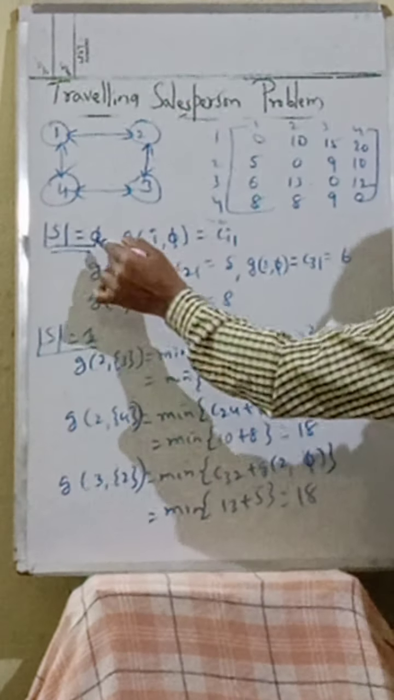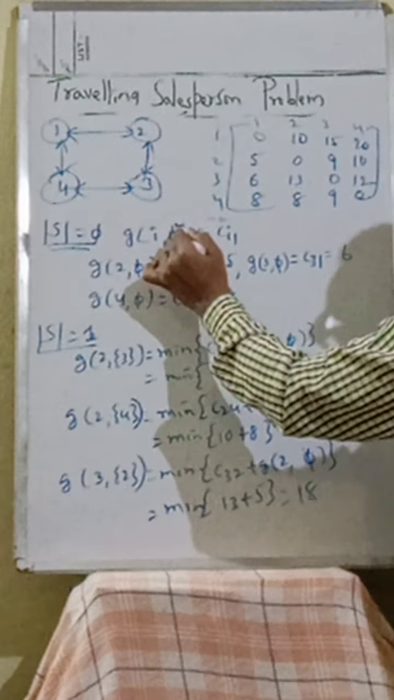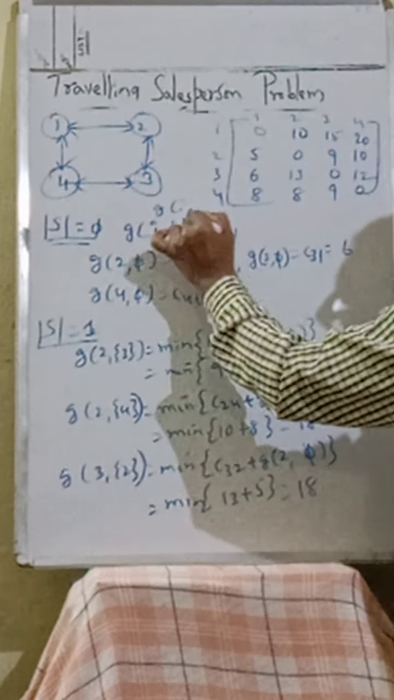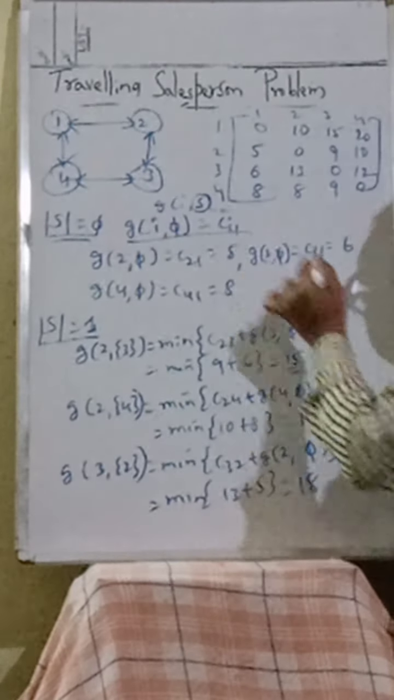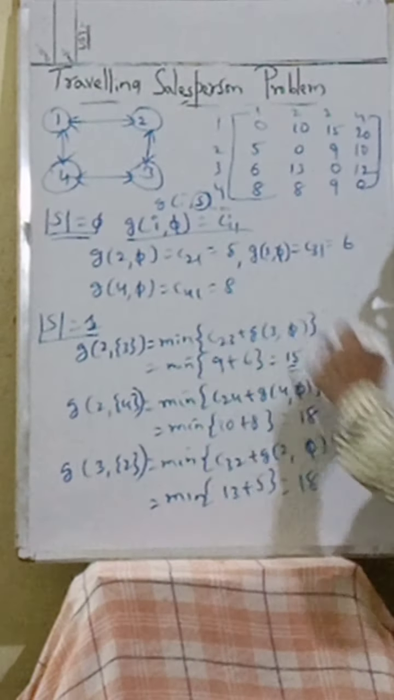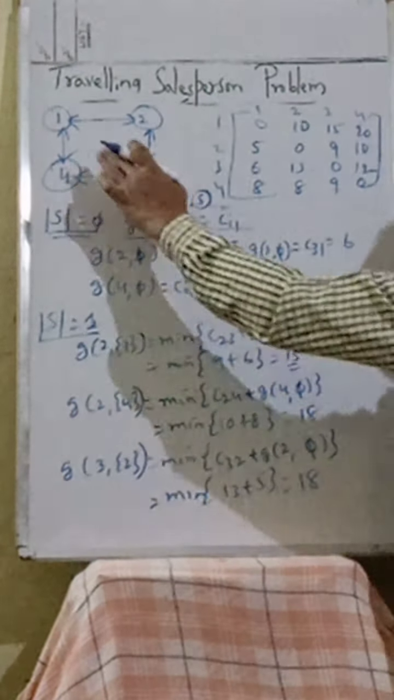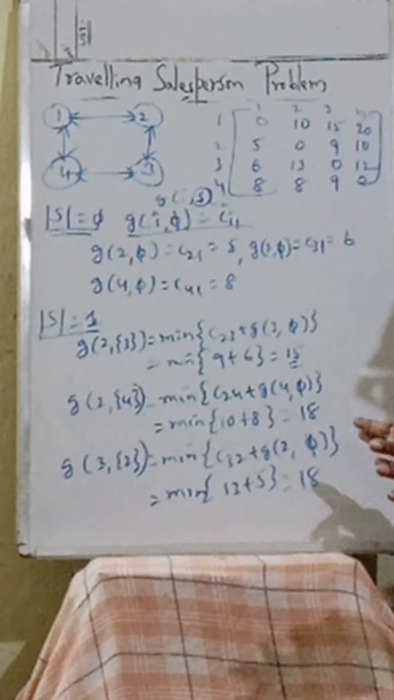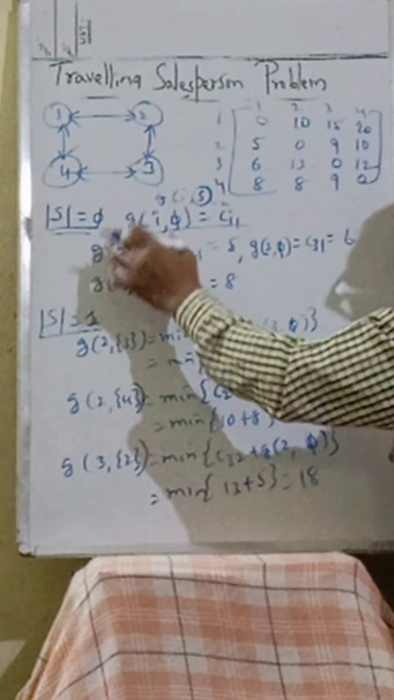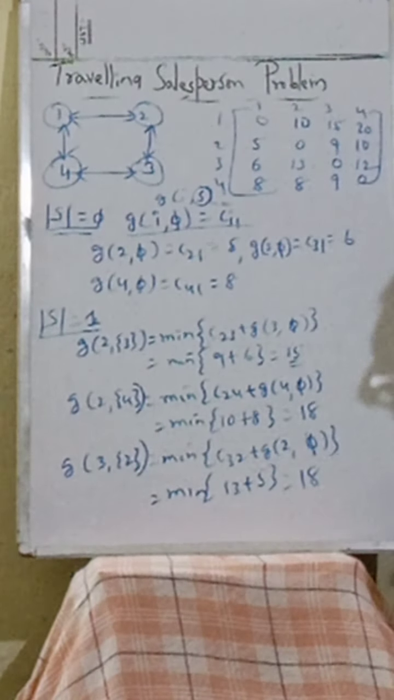In set size equal to 0, here actually G of I comma S is there, but the size is 0, meaning 5. So G of I comma 5 equals Ci1. Just simply replace 5 with 1. Other than 1, there are only three other nodes. Once you involve 1, that is the final calculation. So that's why we involve all the remaining nodes for intermediate results calculation.